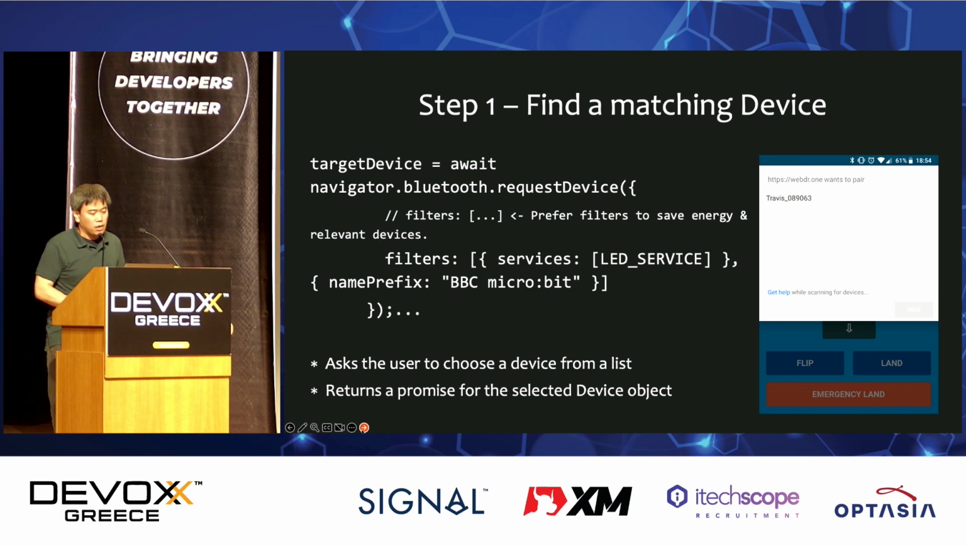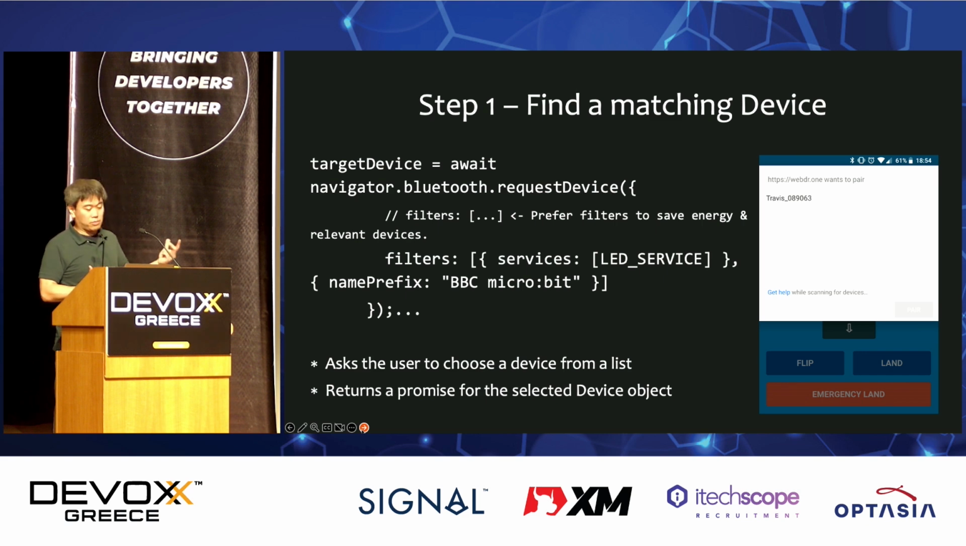So in this case, step 1, find the matching device. I would request it with navigator.bluetooth.requestDevice, and I can filter all the Bluetooth devices that are available out there, right? And then you ask the permission from the user.